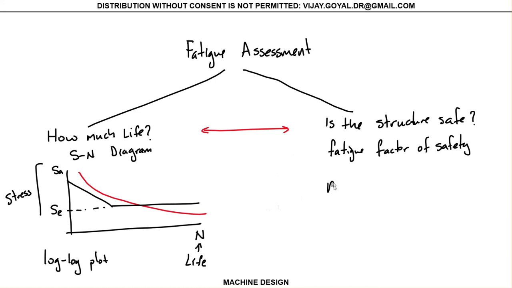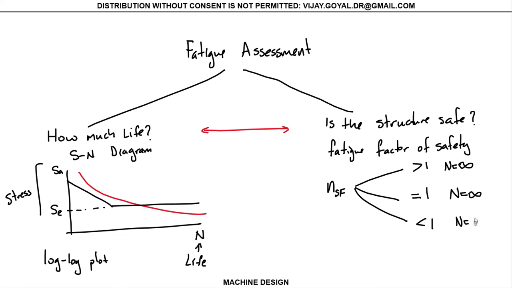In this particular case, if my fatigue factor of safety is bigger than 1, all it's saying is I have infinite life. If it is equal to 1, it says that my life is actually infinite as well. However, if it is less than 1, I'm saying my life is finite. It has finite life. It could be the case where it is not acceptable as well.